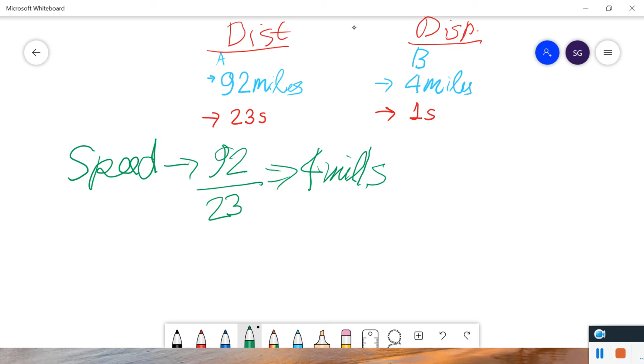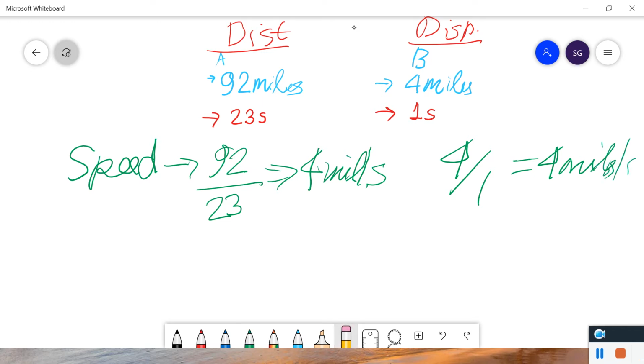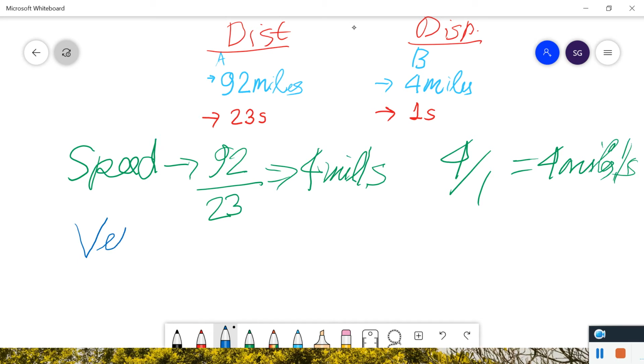And it is also 4 upon 1, that is 4 miles per second. Now let's talk about velocity. In velocity, we are just concerned about displacement. Always remember this thing: we don't care what the distance is. It just cares about our initial point and final point. It is a path independent process, and distance is a path dependent process.